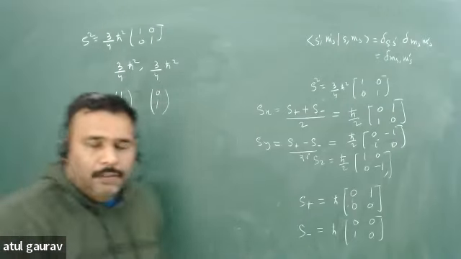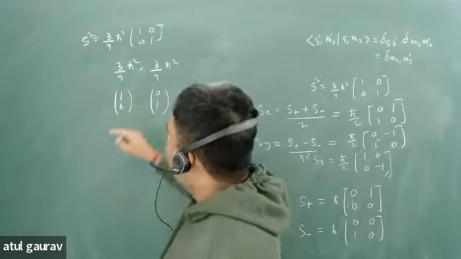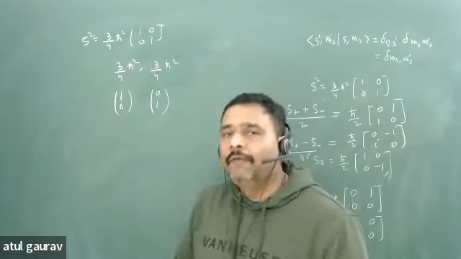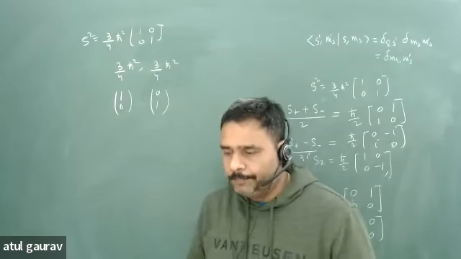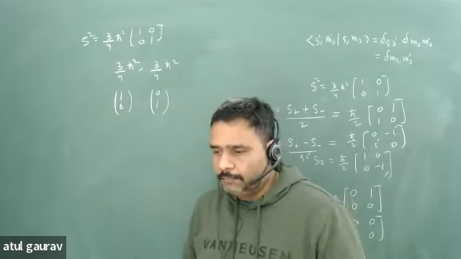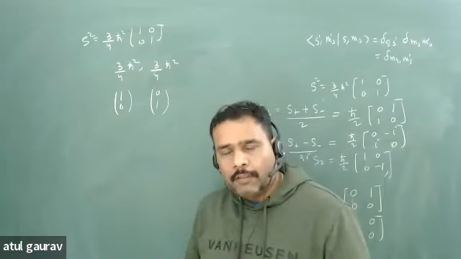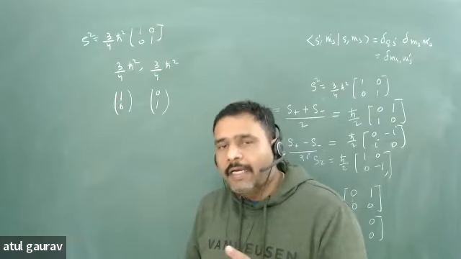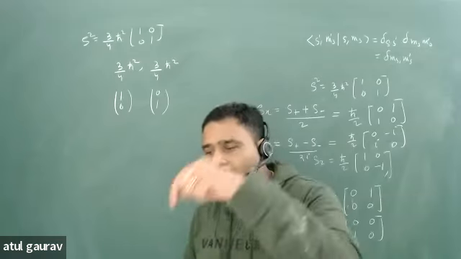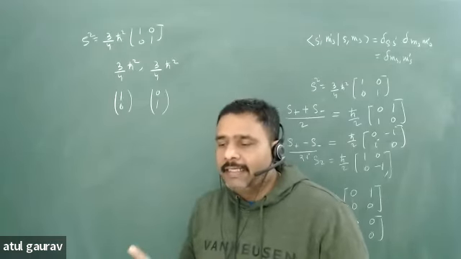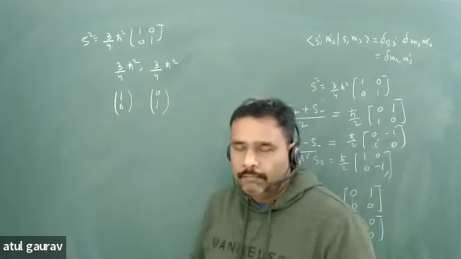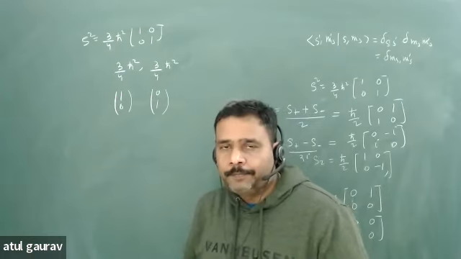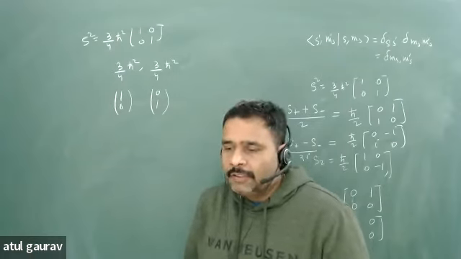Are you getting my point? Now, if I ask you what will be the eigenvector related to 3 by 4 h cut square, what answer will you give? Sir, 10. Can't it be 01? 01 is also possible, right? So due to degeneracy, you cannot identify the state related to the eigenvalue. You cannot identify which state it is. 10 is possible, 01 is also possible.